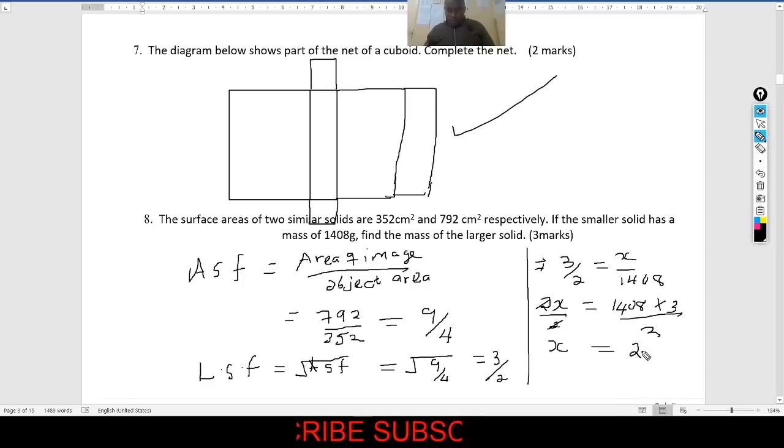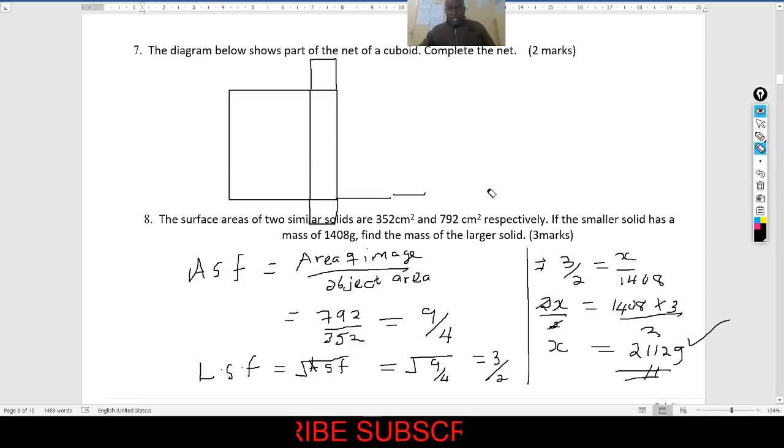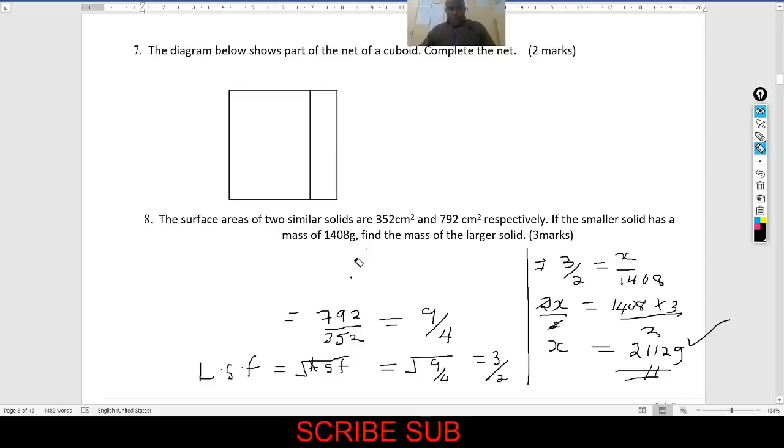This gives you 2112 grams. That's the mass of the larger solid. So that is what you're supposed to do. We go to our next question, our next prediction question.